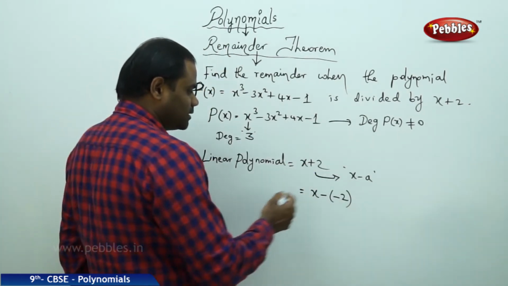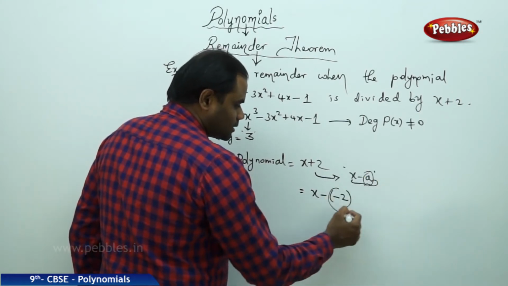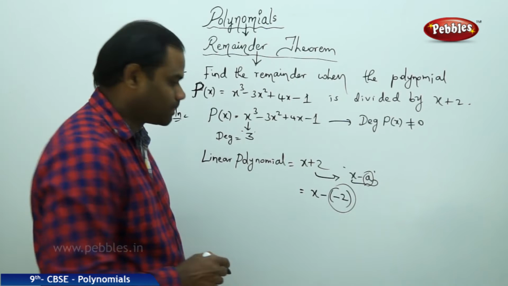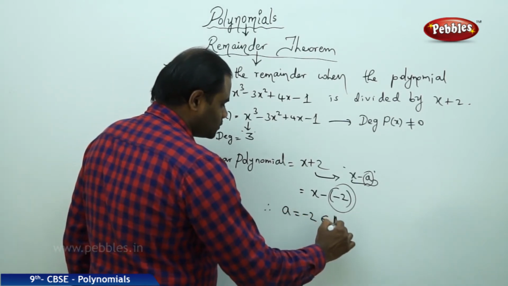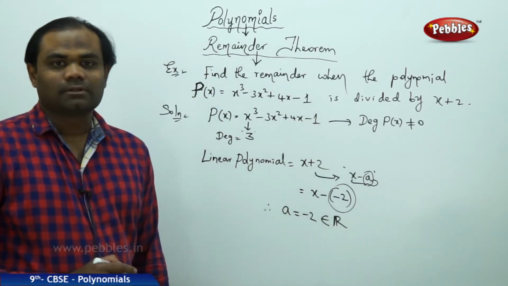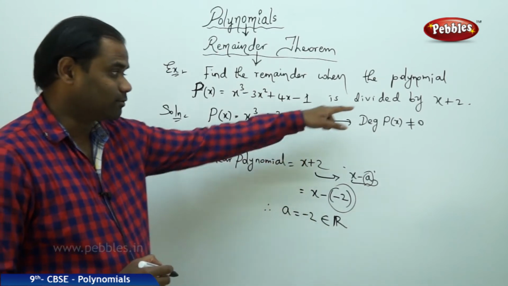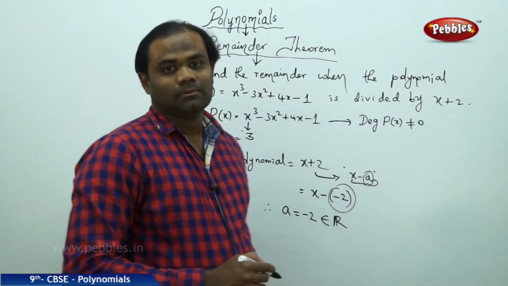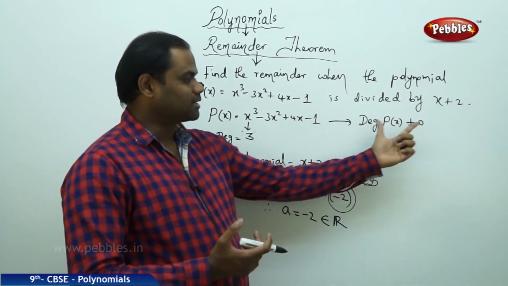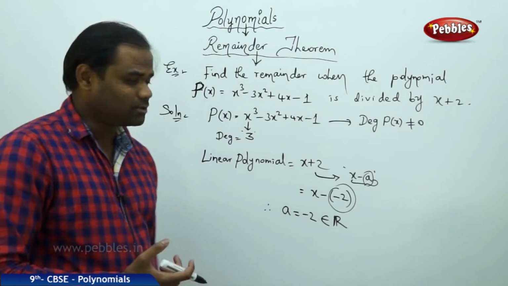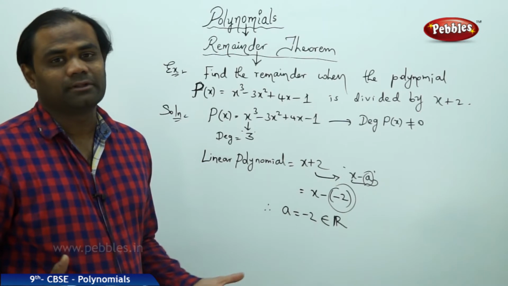So the reason why I write this in this form is to extract in the form x minus a. So this a is nothing but minus 2. Therefore, I have my a, which is minus 2, belonging to the real numbers. The non-zero constant a is minus 2 in case of this problem. So step 1 was satisfying the condition of degree of p of x being non-zero, step 2 was identifying the value of a, and step 3 is finding the remainder itself.